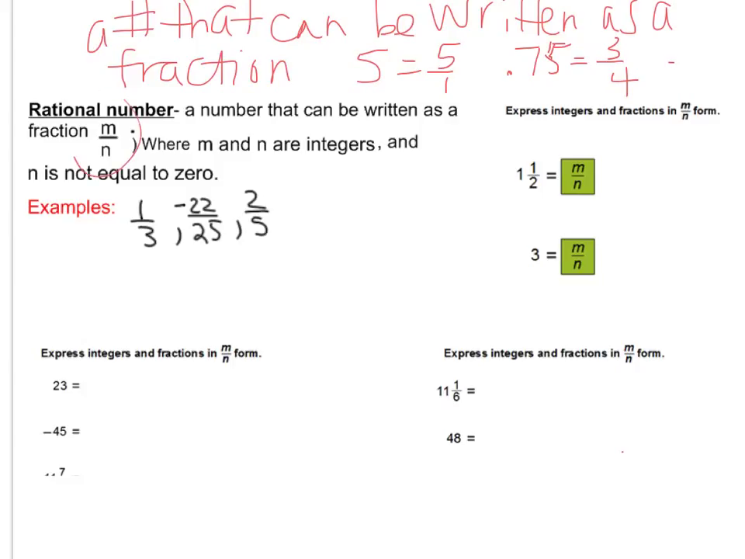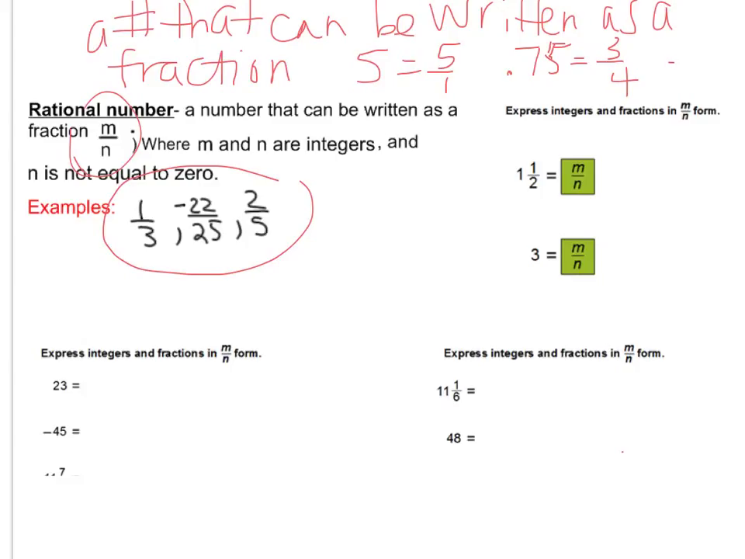Okay, and m over n is just a fraction. And when it says n cannot be 0, in any fraction you can't have a denominator of 0, because that is undefined. All right, so here's examples. 1/3, negative 22 over 25, 2/5. We said 5.75. All right, so now it says express integers and fractions as a fraction.